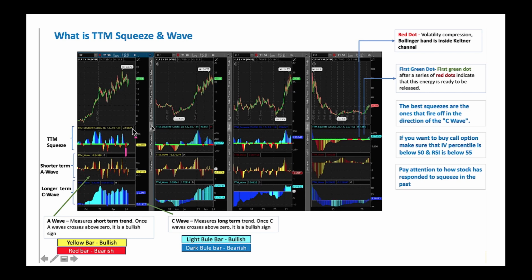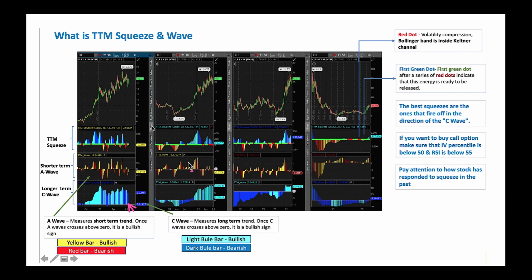And as the red dot is forming, then you got to be looking at long-term C wave. This is called long-term C wave here. And when the red dot is forming here, long-term C wave is above zero. So when the long-term C wave is above zero like this, John Carter says you can buy the stock, or you can buy call option.